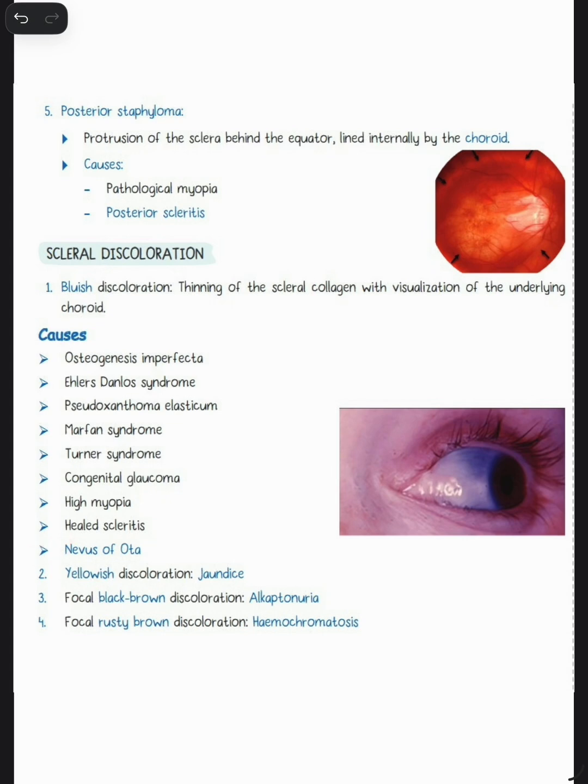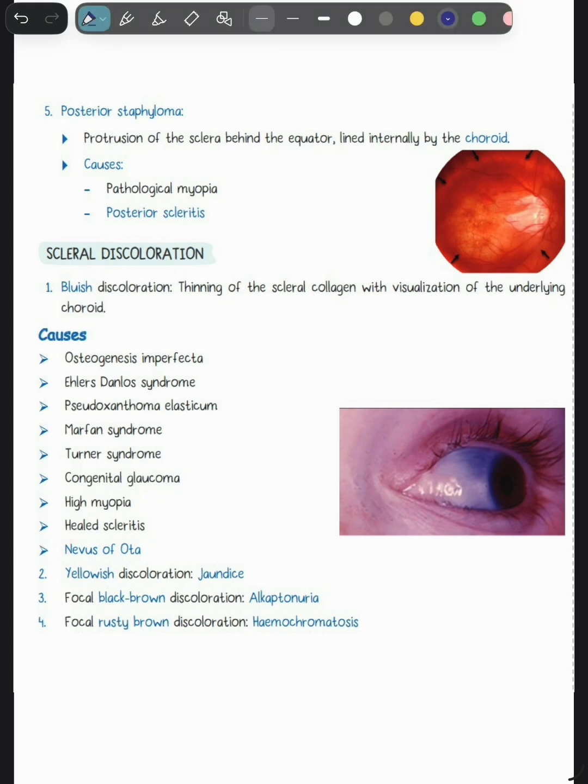And the yellowish discoloration can be seen in jaundice. The black brown discoloration is seen in alkaptonuria, and the rusty brown discoloration is seen in hemochromatosis, in which there is iron overload.